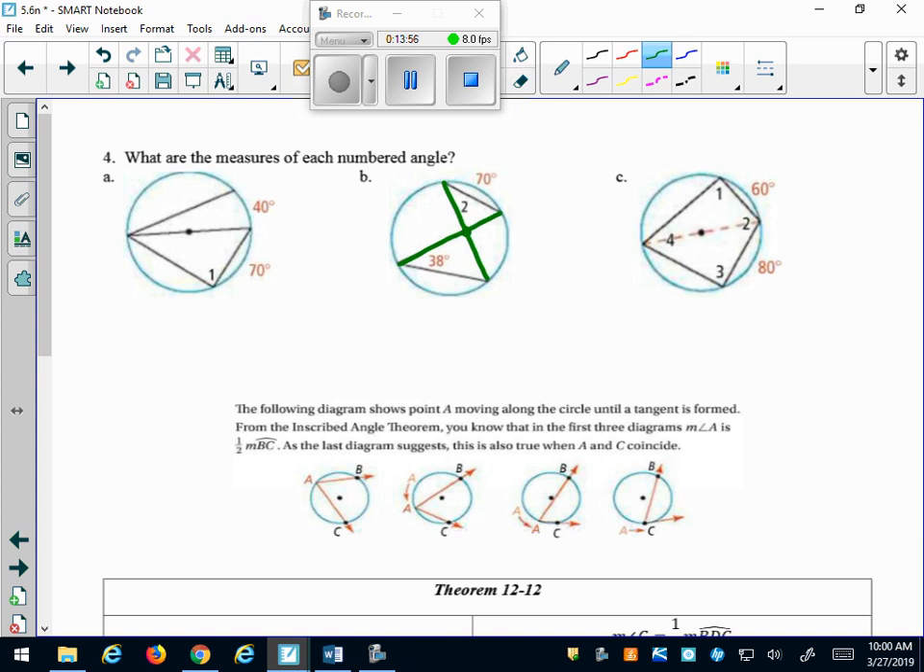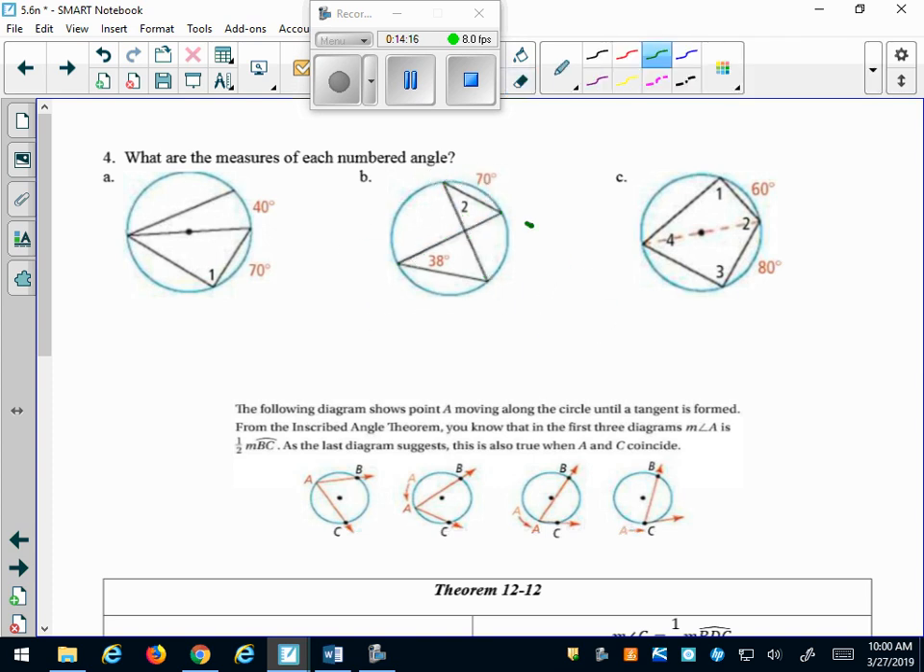This is not the center of the circle. It is not. Does it look like it is? It's not the center. Therefore, these are not central angles. So you cannot figure out what this degree measure is based on this arc. You can't do it because it's not a central angle.